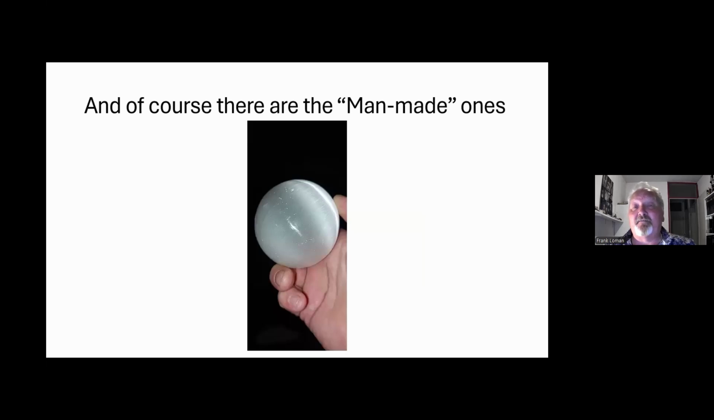And of course, there are the man-made ones. I have about 20 of these spheres, not for the collection, but they look amazing in the stand.